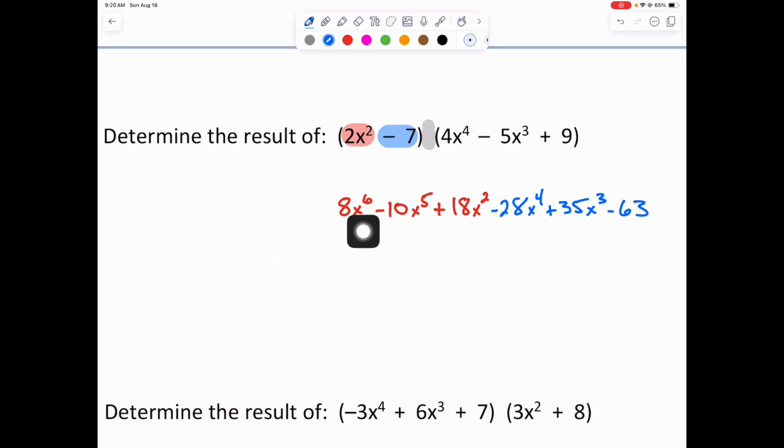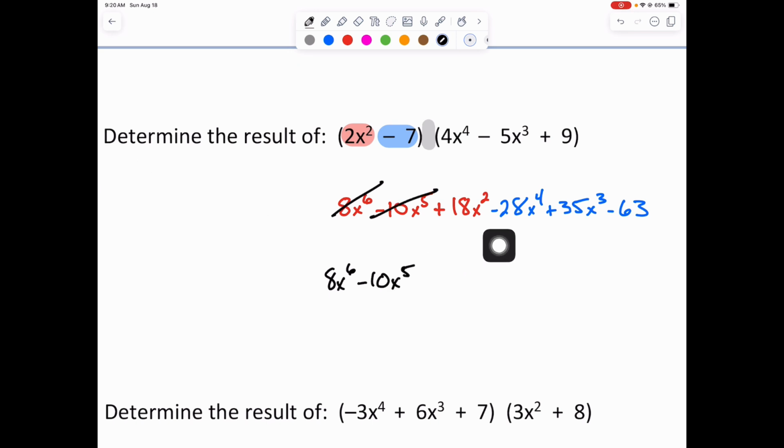Now, these aren't clearly in order by exponents: 6, 5, 2, 4, 3. All right, so we wanted to go 6, 5, 4, 3, 2. So you're simply just going to rewrite it as 8x to the 6th. We'll get rid of it, minus 10x to the 5th. We'll get rid of it.